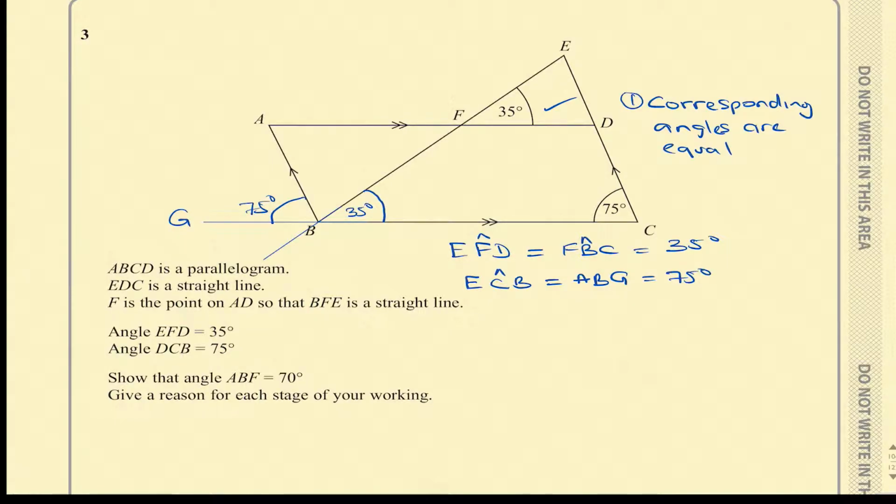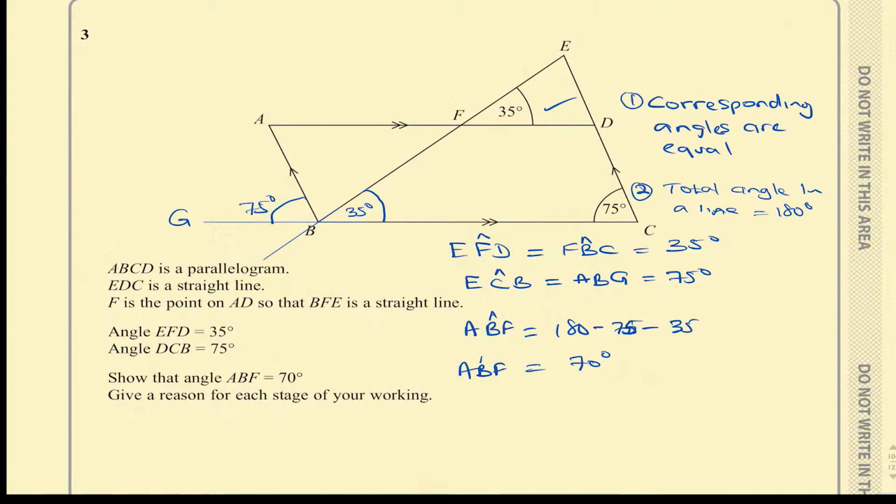Now total angle in a straight line equals 180. So that's the second point. Second point I'm using is number 2. Total angle in a straight line equals 180 degrees. So therefore the angle I'm looking for, which is ABF, will be equal to 180 minus 75 minus 35, sorry, and that will be 70 degrees. So ABF is 70 degrees.